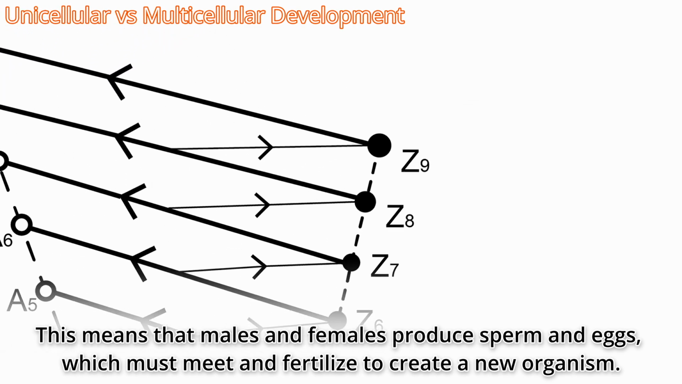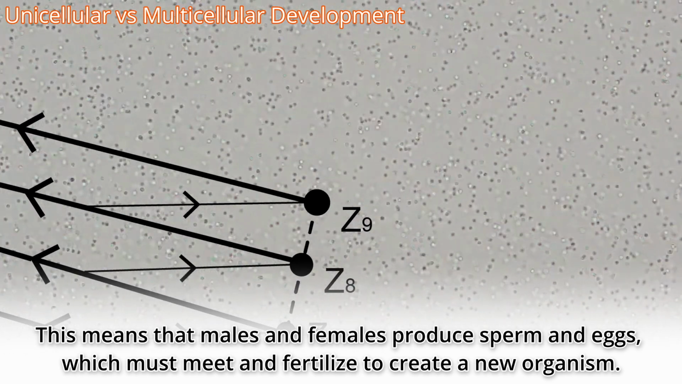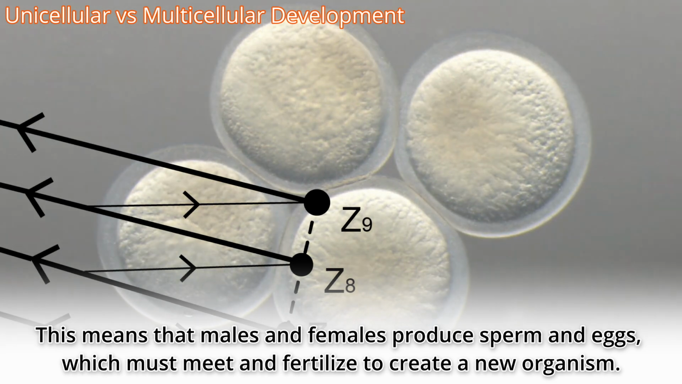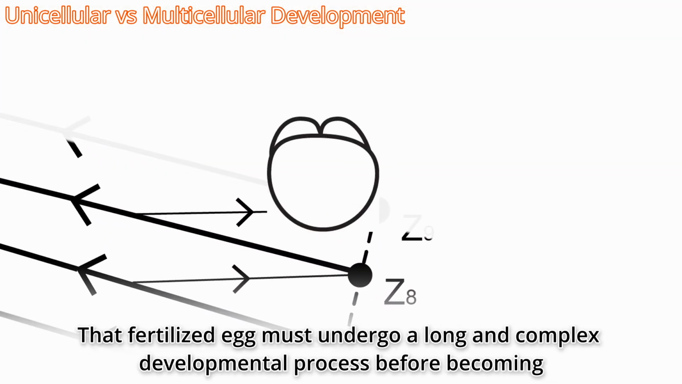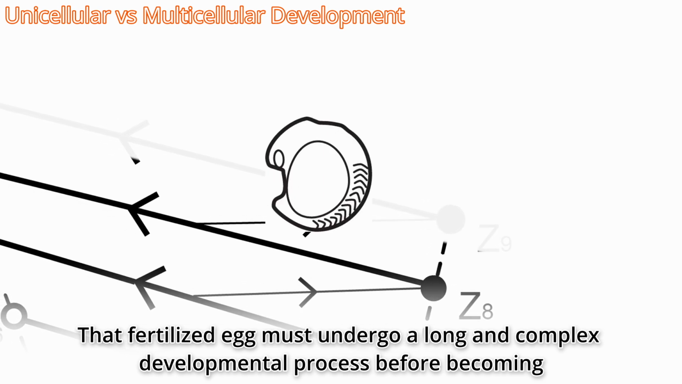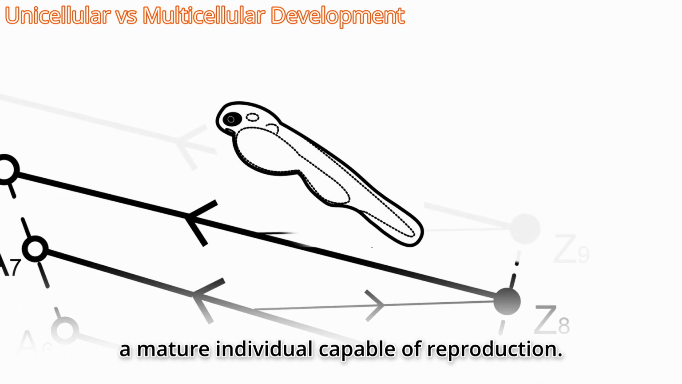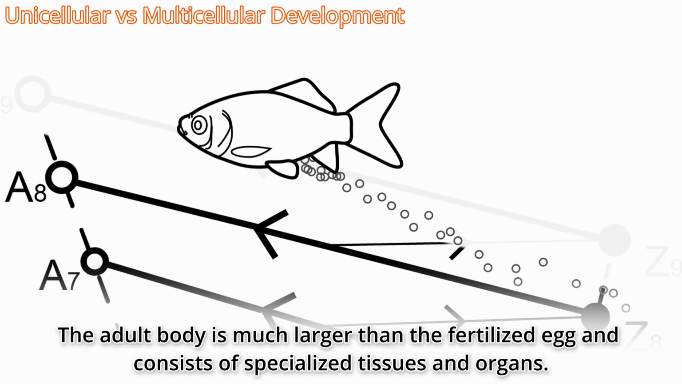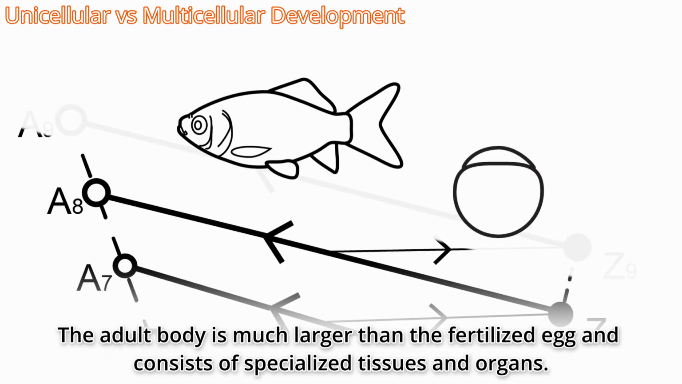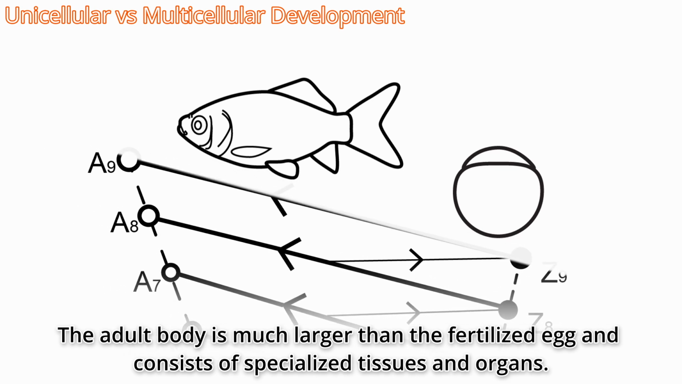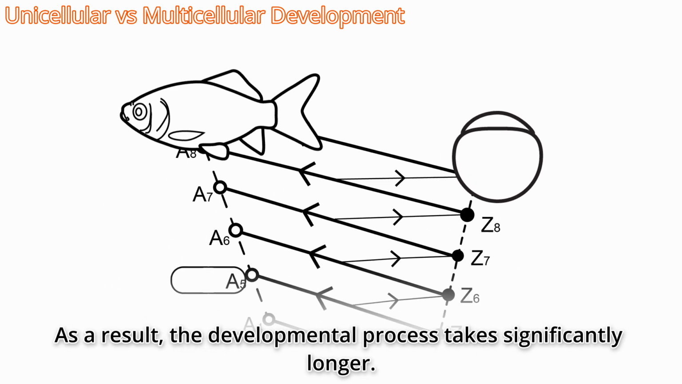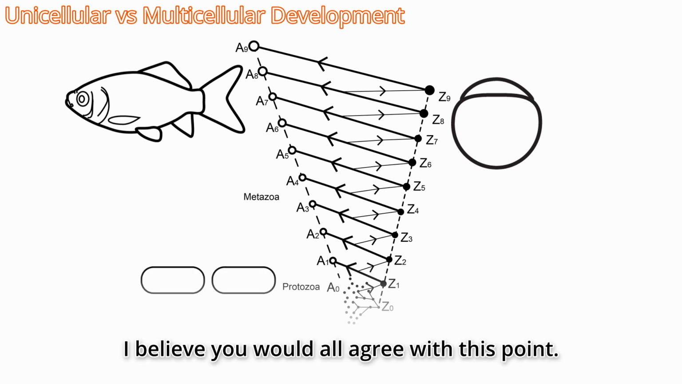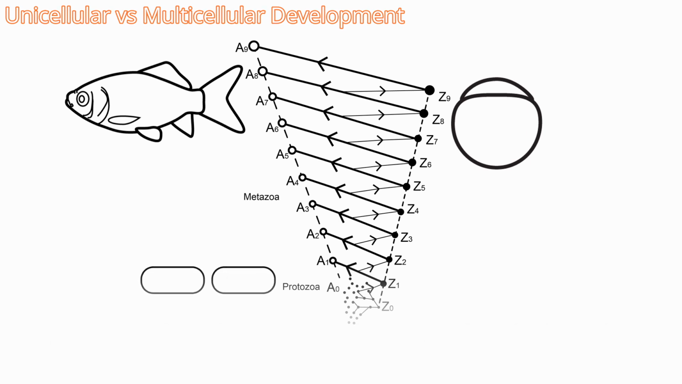This means that males and females produce sperm and eggs, which must meet and fertilize to create a new organism. That fertilized egg must undergo a long and complex developmental process before becoming a mature individual capable of reproduction. The adult body is much larger than the fertilized egg and consists of specialized tissues and organs. As a result, the developmental process takes significantly longer. I believe you would all agree with this point.